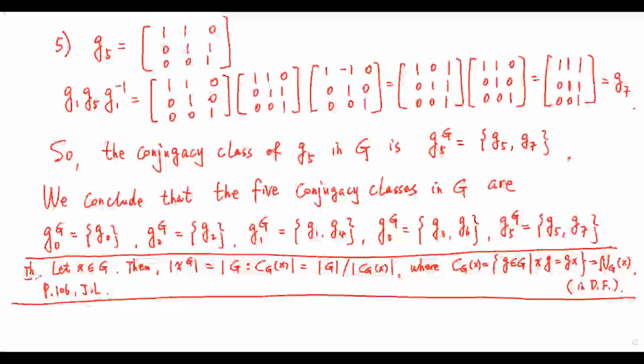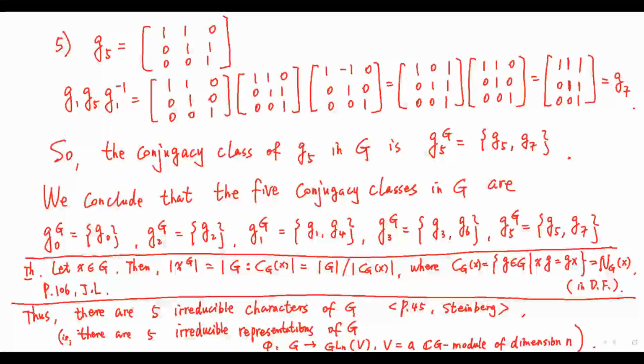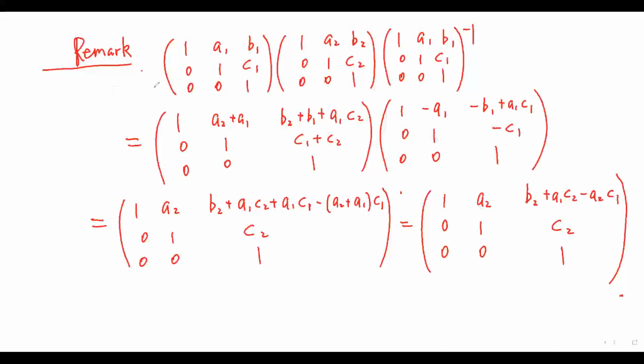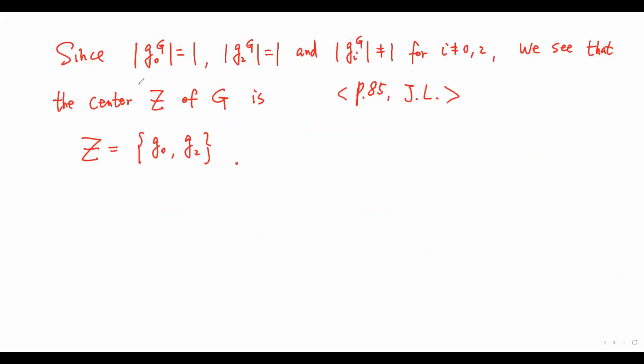We introduce a theorem to compute the order of the class. This theorem can be seen in this box. So there are 5 irreducible characters of G. Remark: we can use this formula to compute the conjugacy class. Observe the order of the classes. We see that the center Z of G is given by g0, g2.